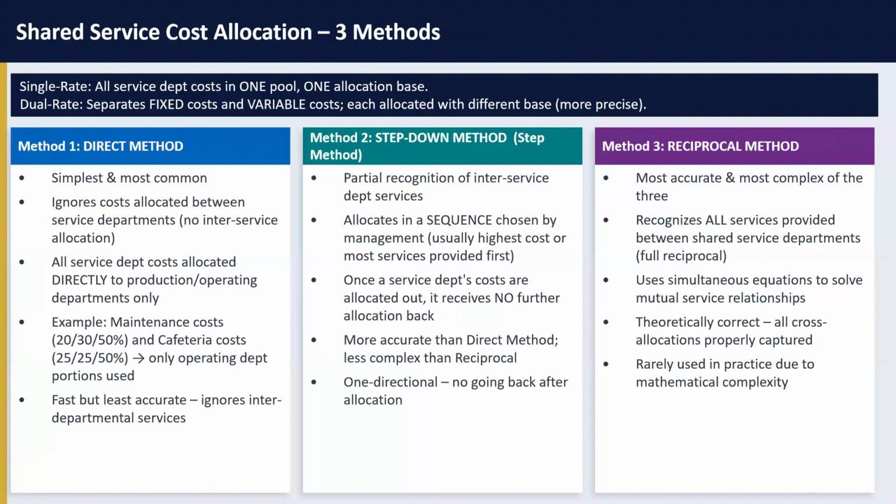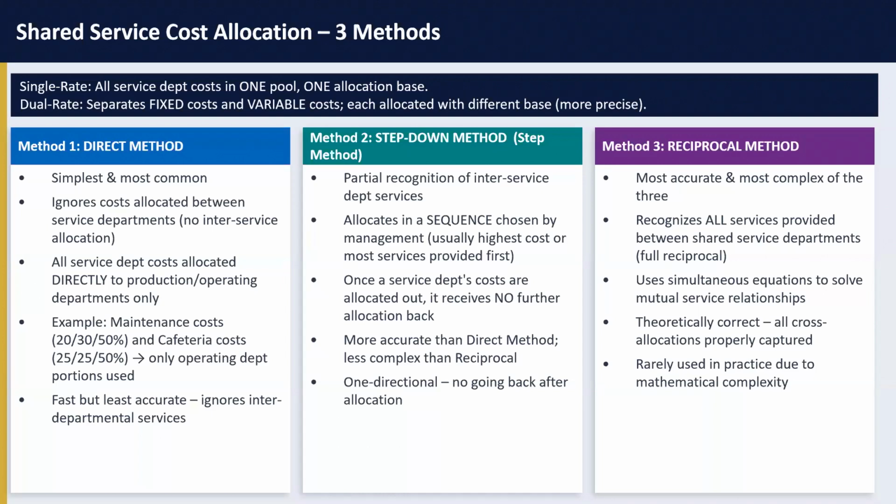There are three methods: direct method, step down method, and the reciprocal method. The direct method is very simple and it's most common. So what happens in direct method? Service departments can serve each other. Assume that there are two service departments and three production departments. Service departments will definitely serve the production departments. All the three production departments they are serving, and they can serve each other also. That is, two service departments can serve each other.